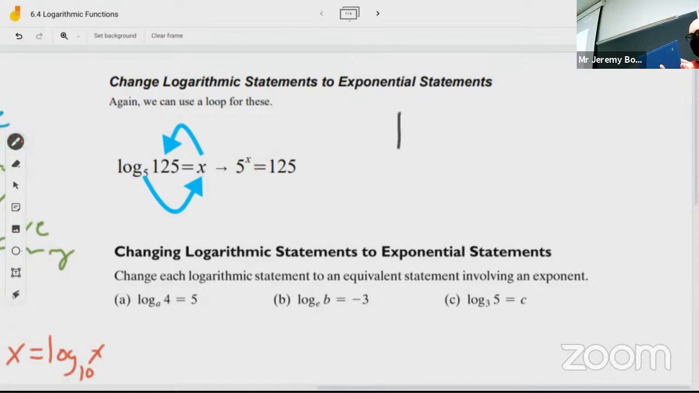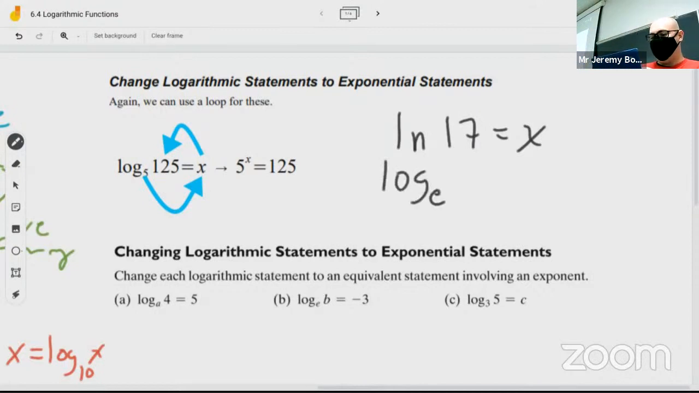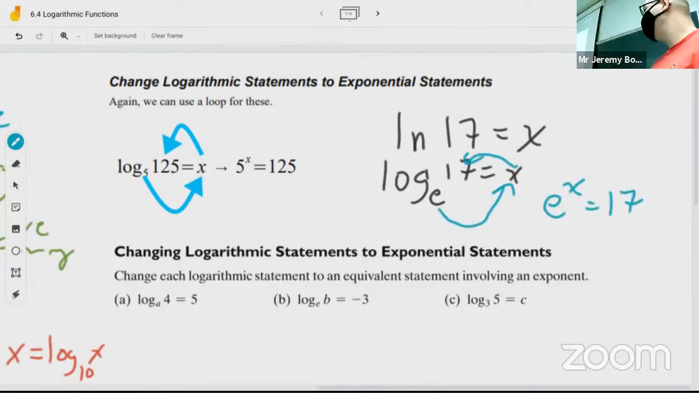If we had the natural log of 17 is equal to x, and we want to switch that to exponential form. First thing we want to do, well, what is my base? Well, it's log base E. The 17 is equal to x. And so it's going to be E raised to the x is equal to 17. That's going to be my exponential form.